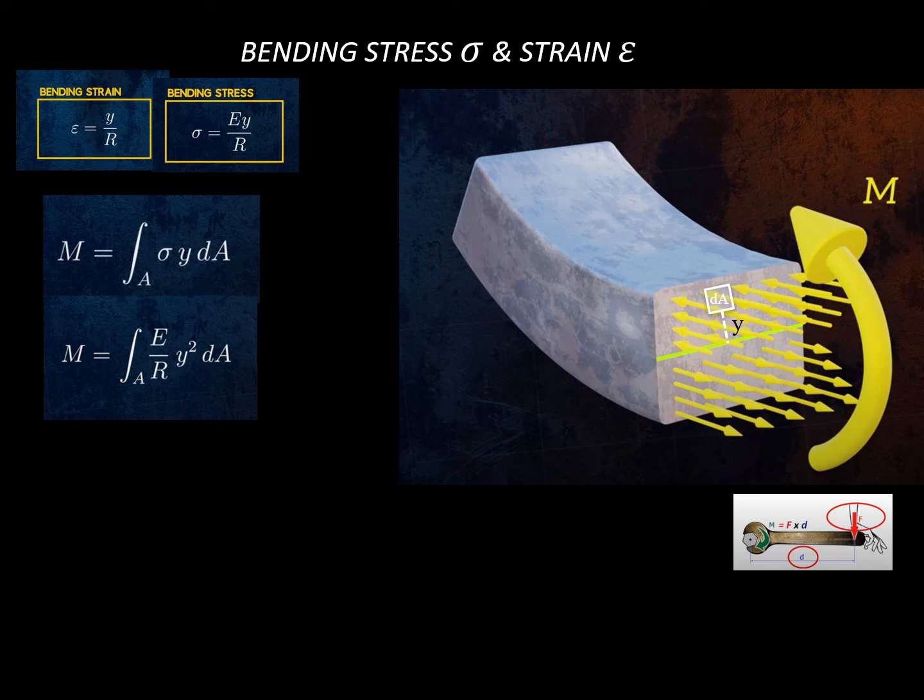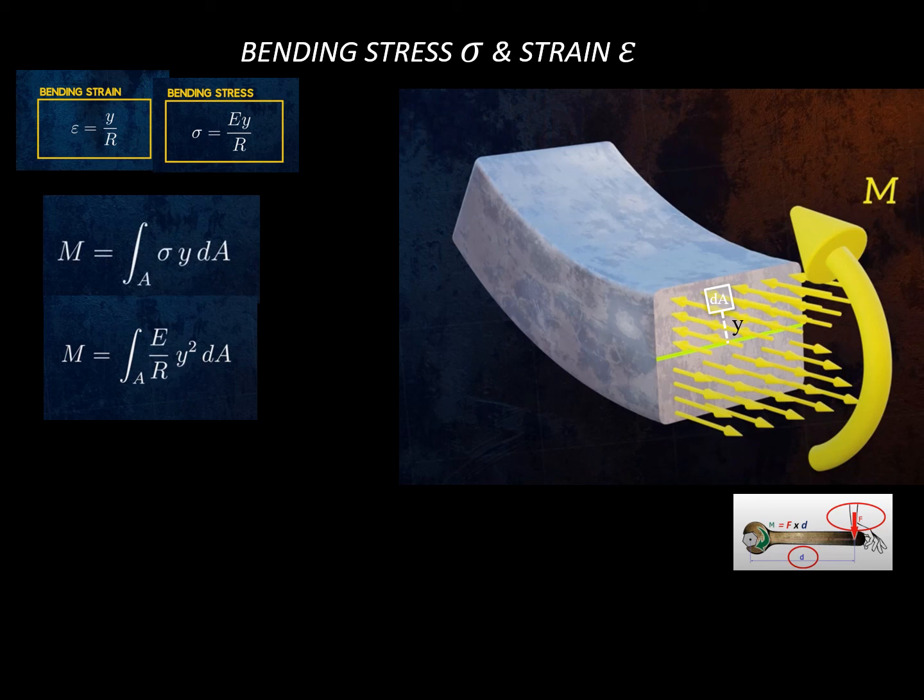Okay, so the distance squared is important here. The farther that element of area is away from the neutral bending axis, the more it is contributing to the bending moment, the more important it is in contributing to that total bending moment. So that's profoundly important in terms of thinking about bone design.